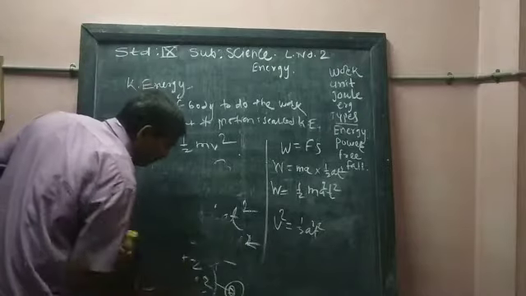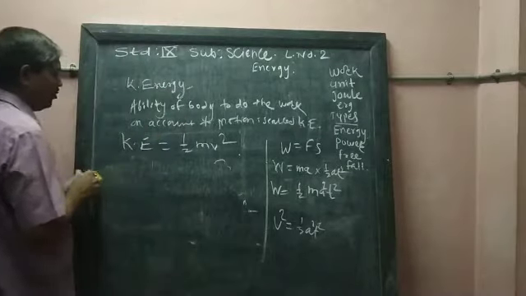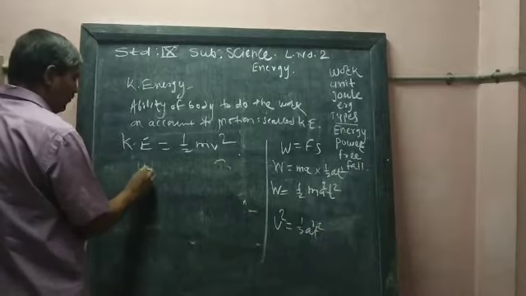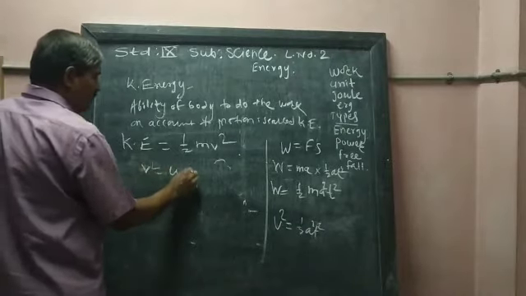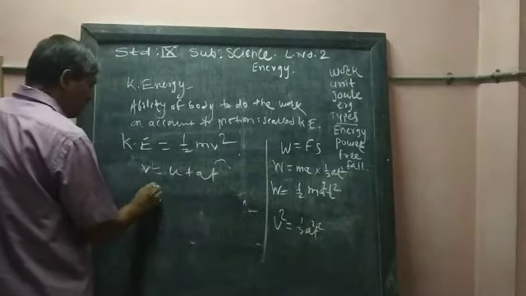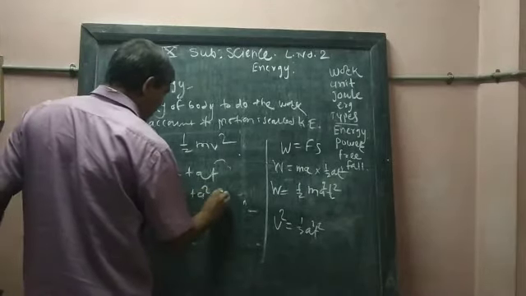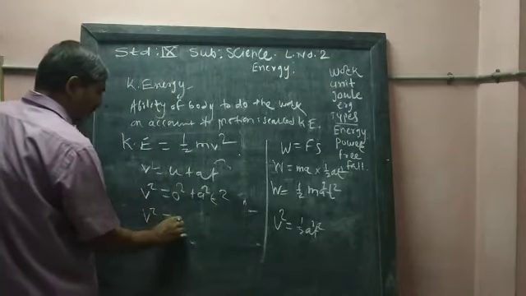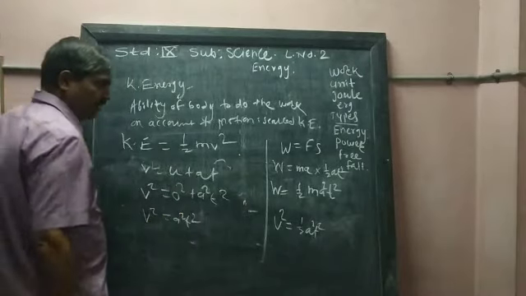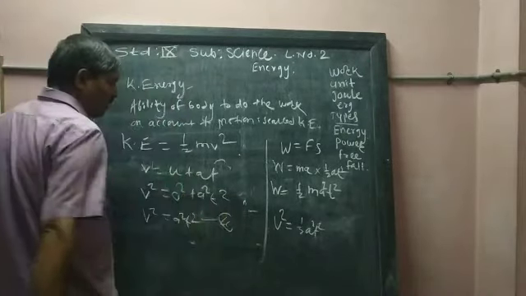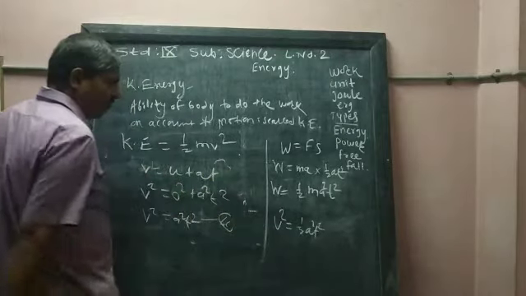The displacement whenever takes place, v is equal to u plus at. Then v square is equal to u square plus a square t square, meaning v square is equal to a square t square. This is equation number 4. Then from 1, 2, 3, 4, what is happening?